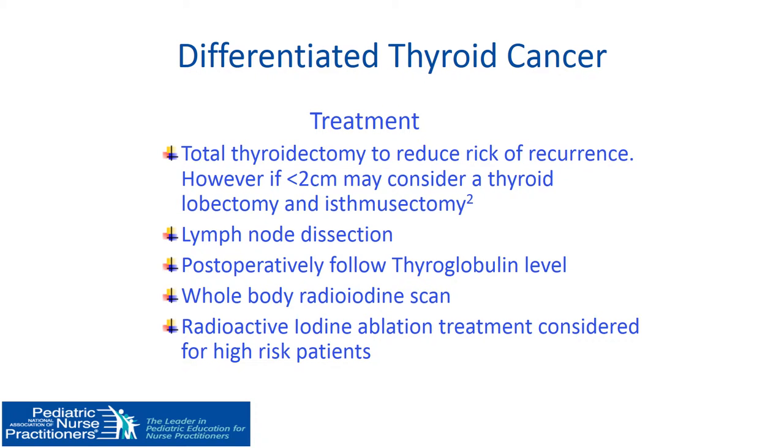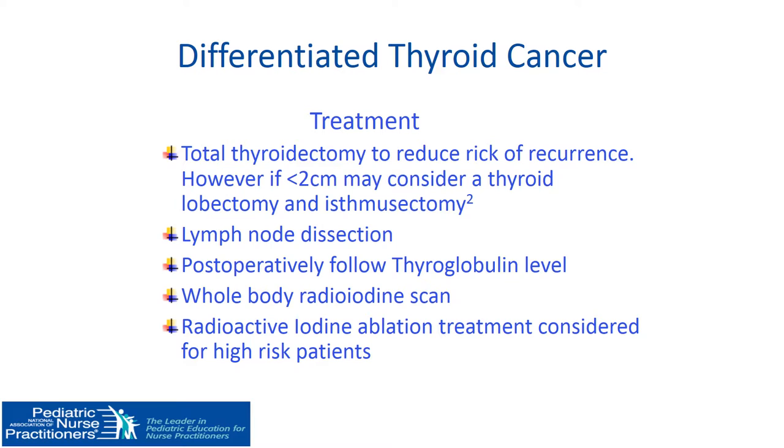Treatment. So for treatment for differentiated thyroid cancer, it would be a total thyroidectomy to reduce the risk of recurrence. If the lesion's less than 2 centimeters, some surgeons may consider a thyroid lobectomy and isthmusectomy. The isthmus divides the right and the left thyroid gland. We would do lymph node dissection to see if there's any metastases to lymph nodes. Postoperatively, we follow thyroglobulin levels. That's the tumor marker for this type of cancer.